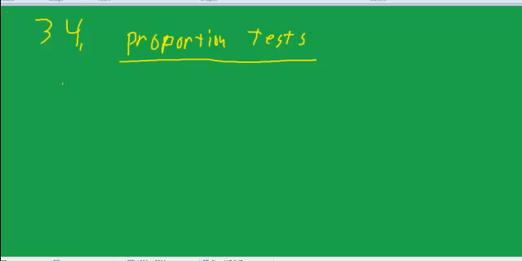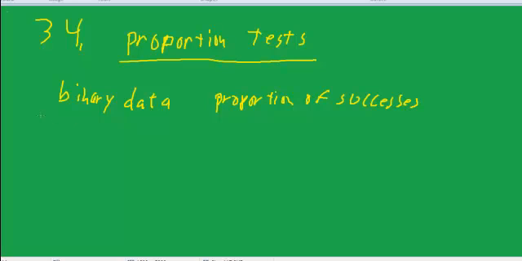That's tests that involve binary data, where you can either have success or failure, and we want to talk about the proportion of successes. For example, suppose the success is becoming a national merit semifinalist. And suppose nationwide, only 1% become semifinalists. We want to find out whether our school gets more semifinalists than the national average.